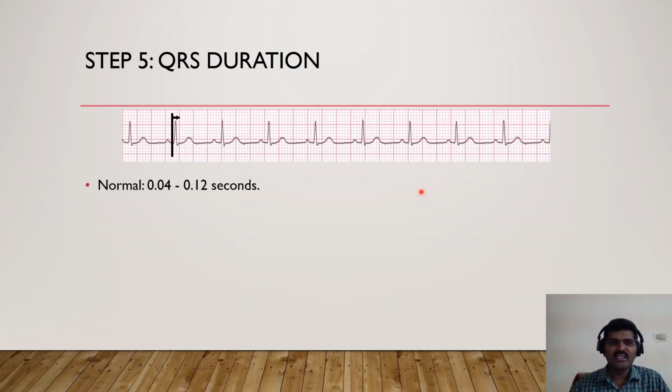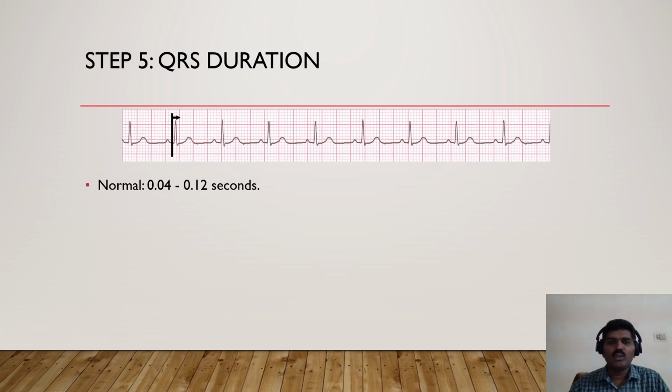So in this given, next step is determination of the QRS duration. QRS duration determines the total period of depolarization of the ventricles. Normal is 0.04 to 0.12 seconds. If it is less than 120 milliseconds, it is 0.12 seconds, you call it as a narrow complex. If it is more than 120 milliseconds, you call it as a wide complex.